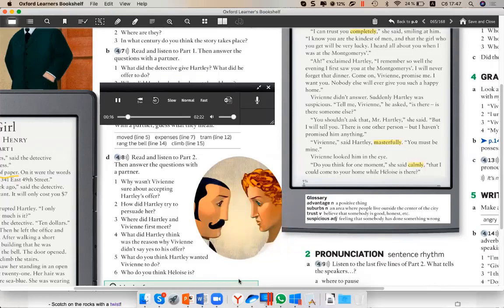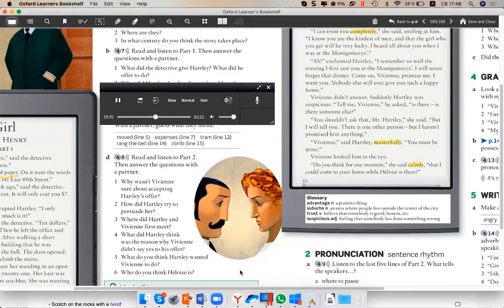The girl looked out the window dreamily. "Mr. Hartley," she said slowly, "I don't know what to say to you. I understand all the advantages of your offer, and sometimes I feel sure that I could be happy with you. But then sometimes I am less sure. I was born a city girl, and I am not sure that I would enjoy living a quiet life in the suburbs." "My dear girl," said Hartley, "you will have everything that you want. You can come to the city for the theater, for shopping, and to visit your friends as often as you want. You can trust me, can't you?" "I can trust you completely," she said, smiling at him. "I know you are the kindest of men, and that the girl who you get will be very lucky. I heard all about you when I was at the Montgomerys."